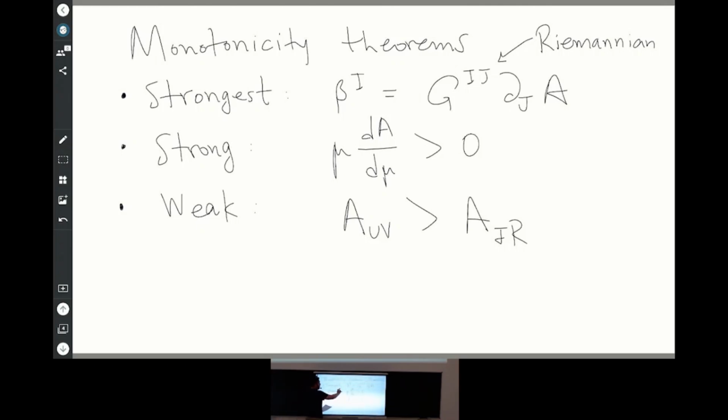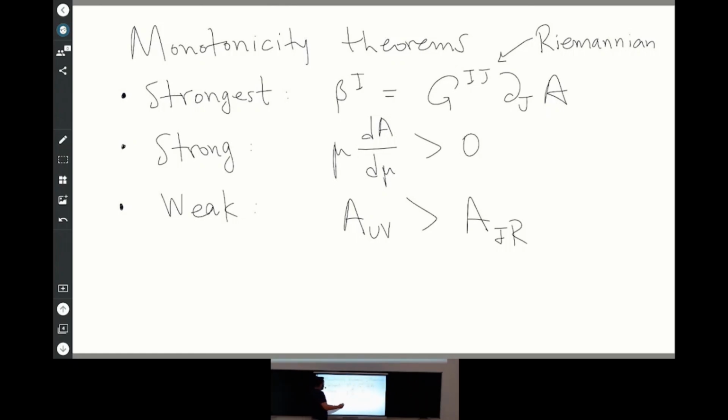The strong version has never been proven non-perturbatively in 4-dimensional quantum field theory, but Hugh Osborne has a perturbative proof around the free theory, and in fact, in conformal perturbation theory around any theory, that the strong version is correct. And the strongest version is what we will be discussing today.